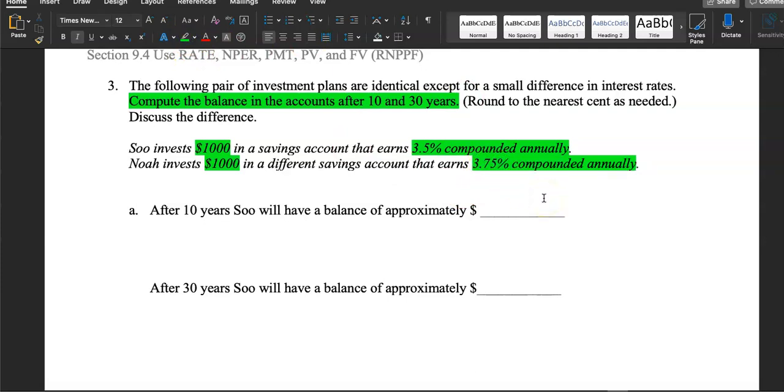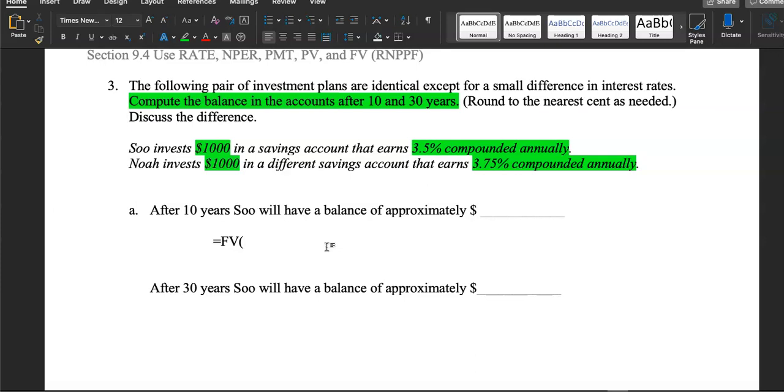But you know, it's not that big a difference, right? Only 0.25% difference here. But what we are going to do is find the balance after 10 years and 30 years, and see how the small difference in interest rate can result in a big difference in the future. So let's see. First, after 10 years, Sue will have a balance of approximately, let's find out the future value of Sue's investment.